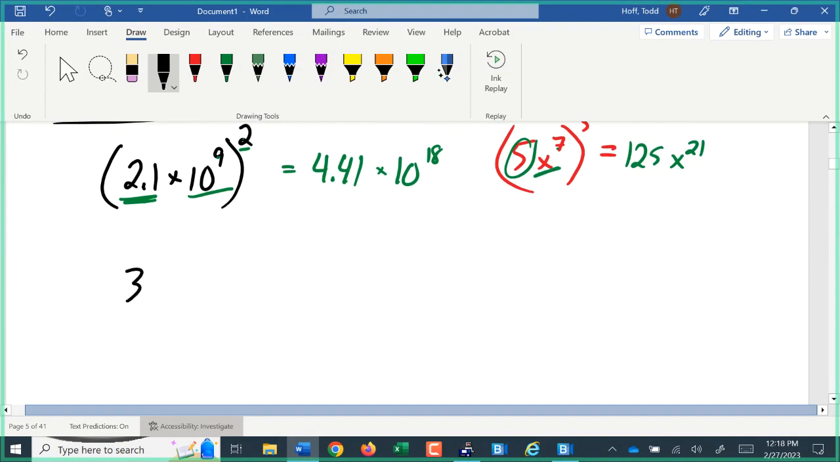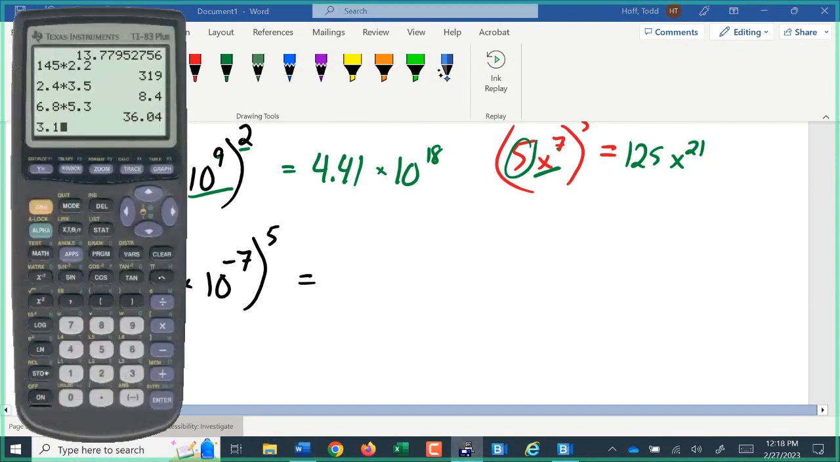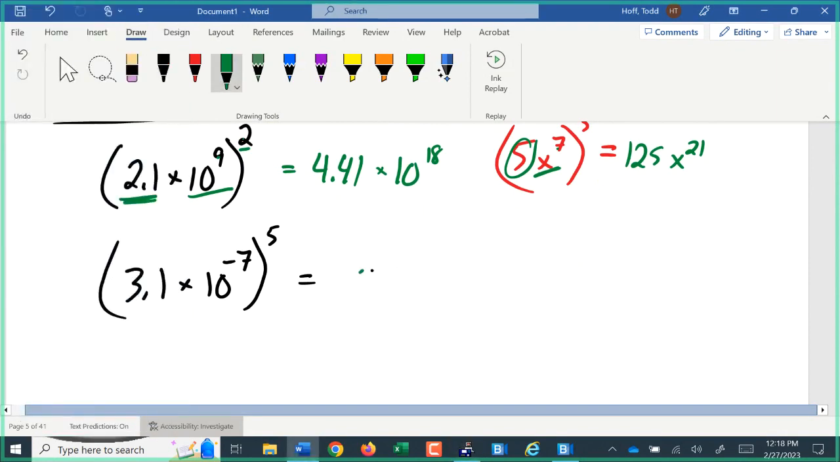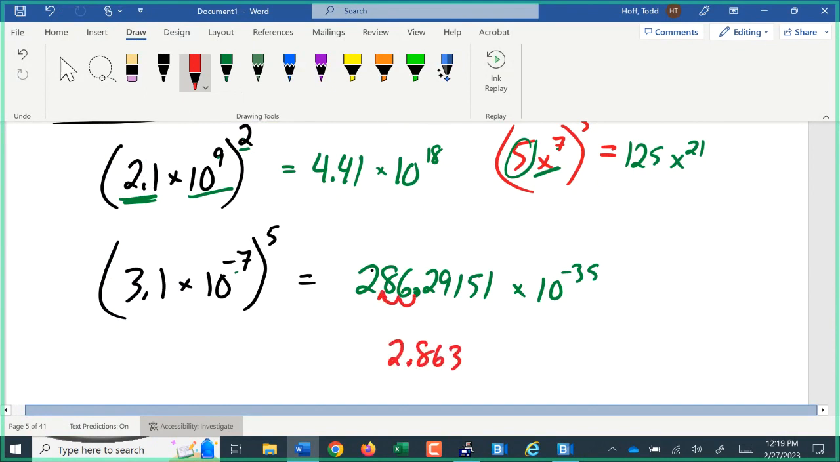We might have something like 3.1 times 10 to the negative 7th to the power of, let's go to the power of 5. So we have to do 3.1 to the power of 5. 286.29151 times 10 to the negative 7th to the power of 5 is 10 to the negative 35. Now, we have 3 digits in front of our decimal point. We have to move it over 2 spots to make that 2.863. We'll probably round it off there.